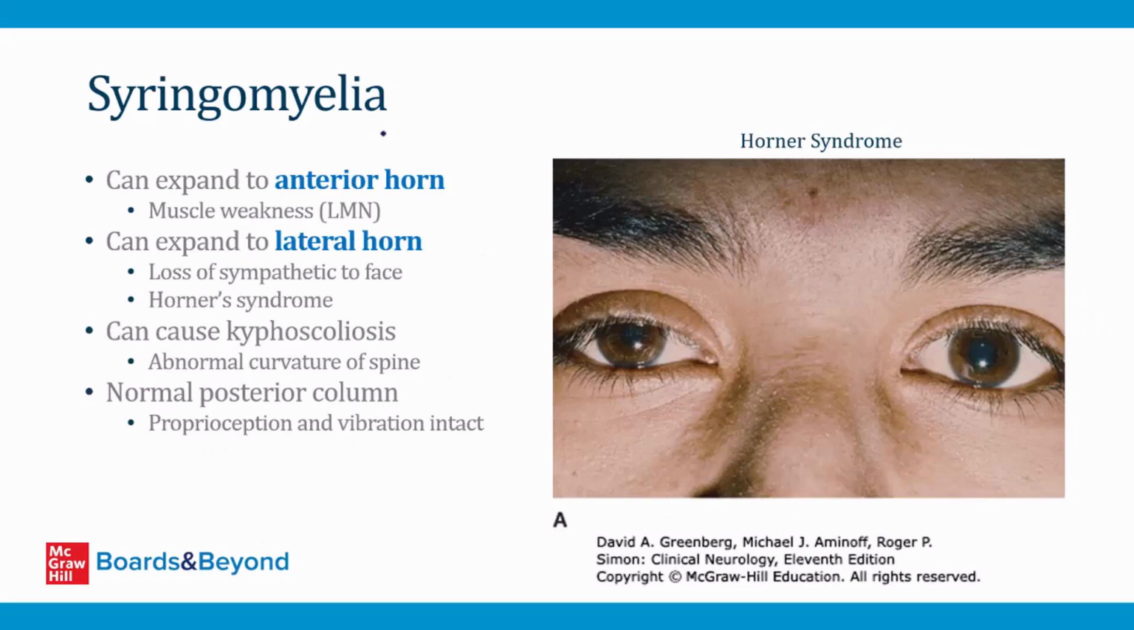Now, even though syringomyelia begins with a syrinx or a cavity that affects the spinothalamic tract fibers, that cavity can grow in size over time, and eventually it can damage the anterior horn cells.